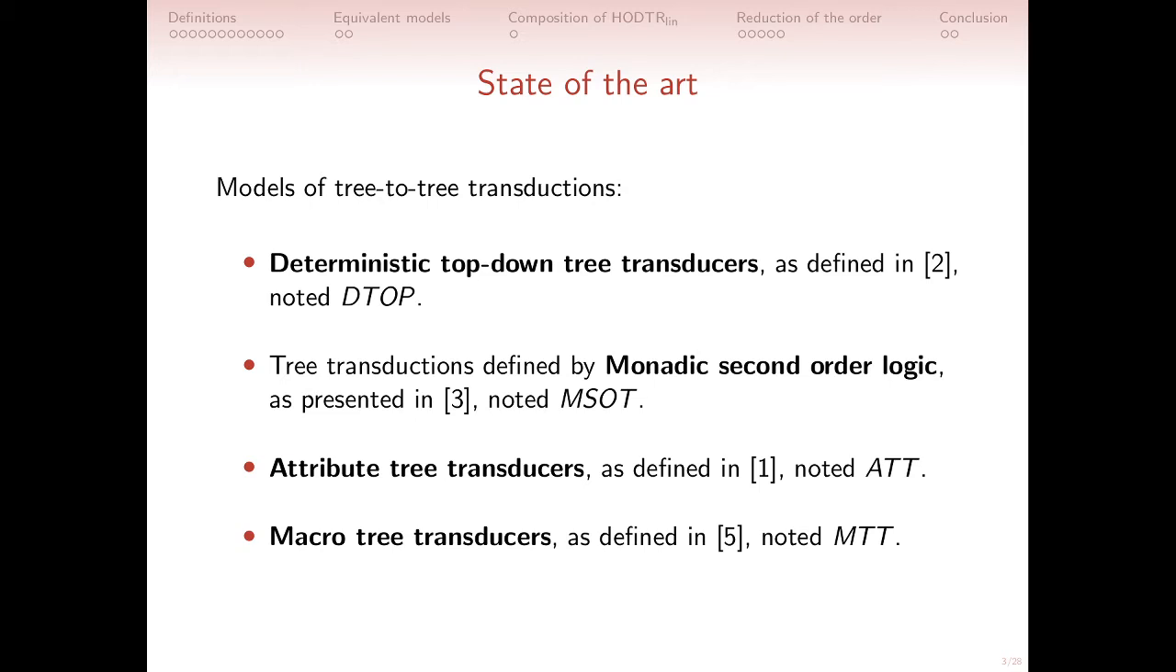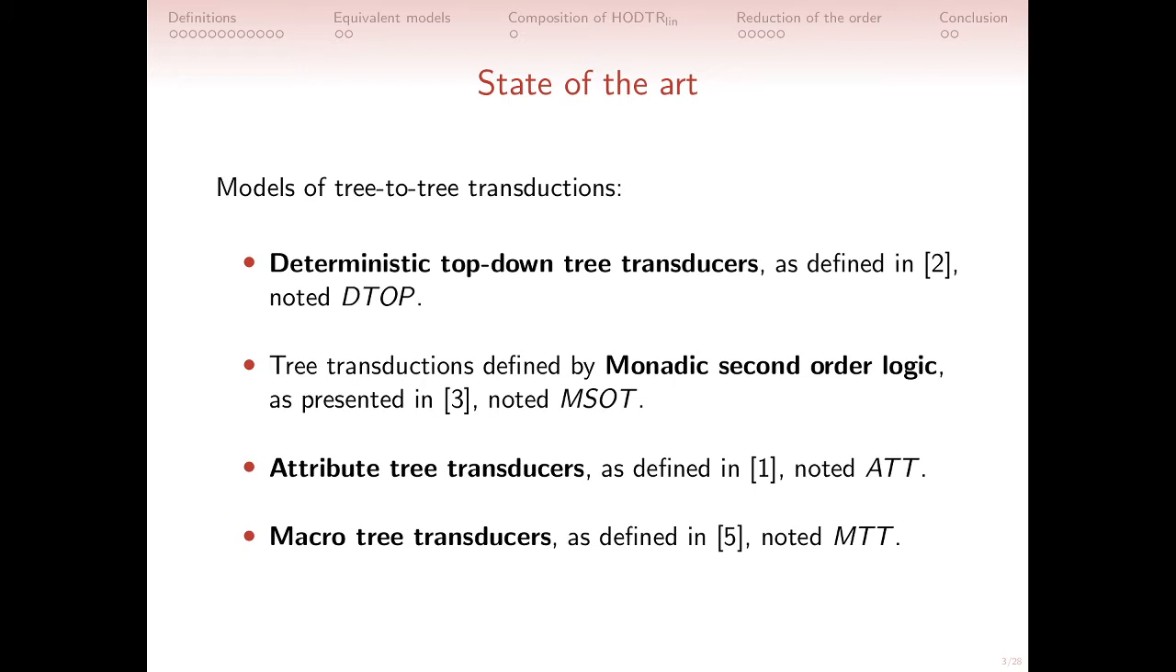The models that interest us as points of comparison against our model are these four. Deterministic top-down tree transducers are quite simple. Monadic second-order logic transducers are a bit more complicated, although they lack the power of copying subtrees, I would say. I will talk more about it later. We also have attribute tree transducers and macro tree transducers.